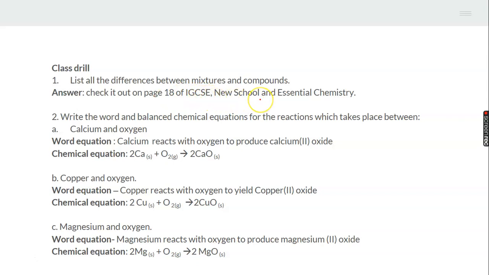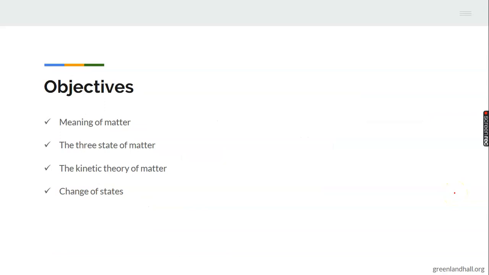You can as well see it in New School Chemistry and Essential Chemistry. So this is the solution to the chemical equation I gave you in the class. So just look through, it is well understandable.